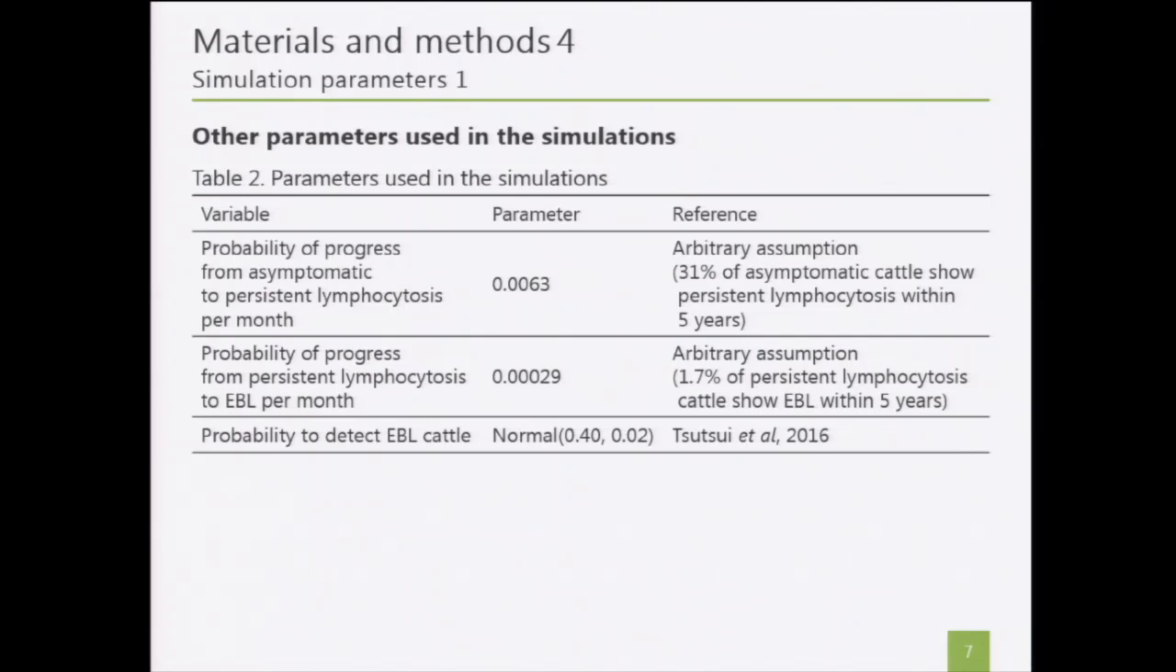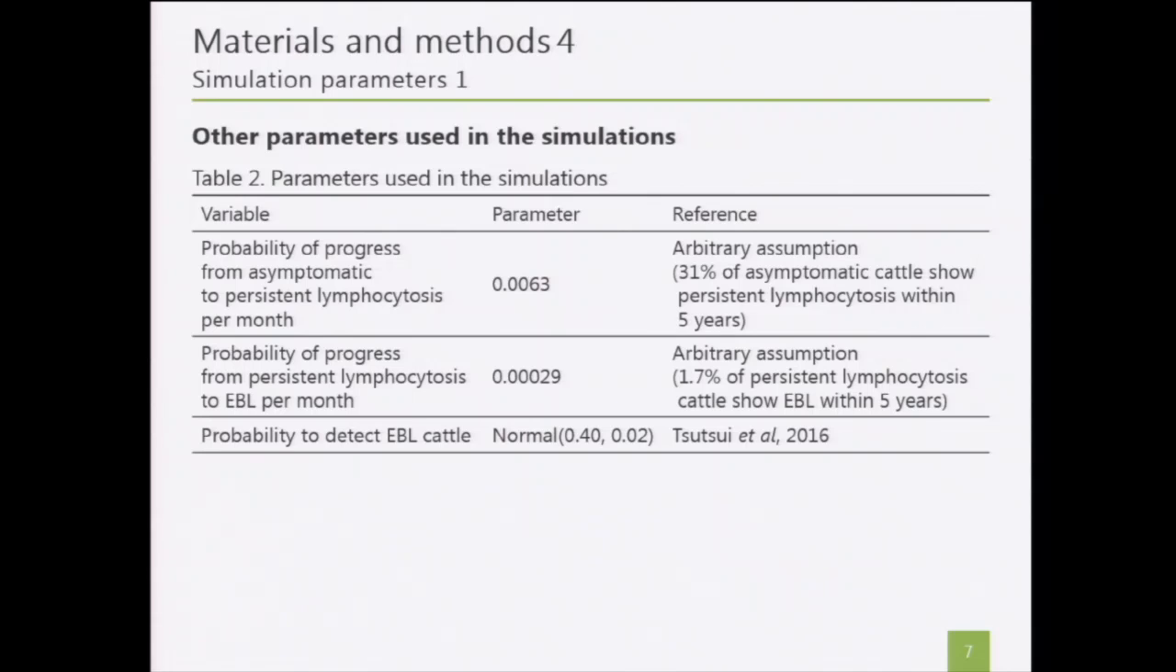And this table shows other parameters in the simulations, but you don't have to remember the parameters. I show the table just to show the references of each parameter. Parameters refer to previous studies in Japan or research reports from the Dairy Association in Hokkaido, the area where the simulated farm is located, as far as possible.